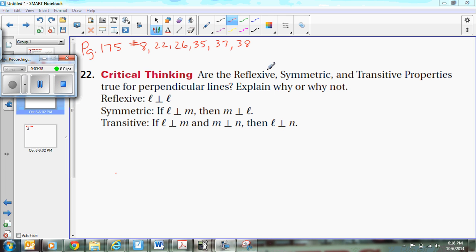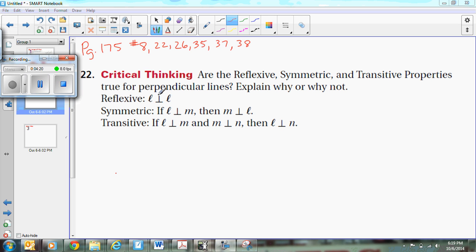All right, so we have a reflexive, symmetric, and transitive property for equality. Remember, equality is a relationship between two numbers. We also have a reflexive, symmetric, and transitive property of congruence, which is a relationship between two things, like two segments or two angles. So if you can think of perpendicularity as a relationship between two or more lines, let's see if there would be a reflexive property of perpendicularity. If there were, it would say that a line is perpendicular to itself.